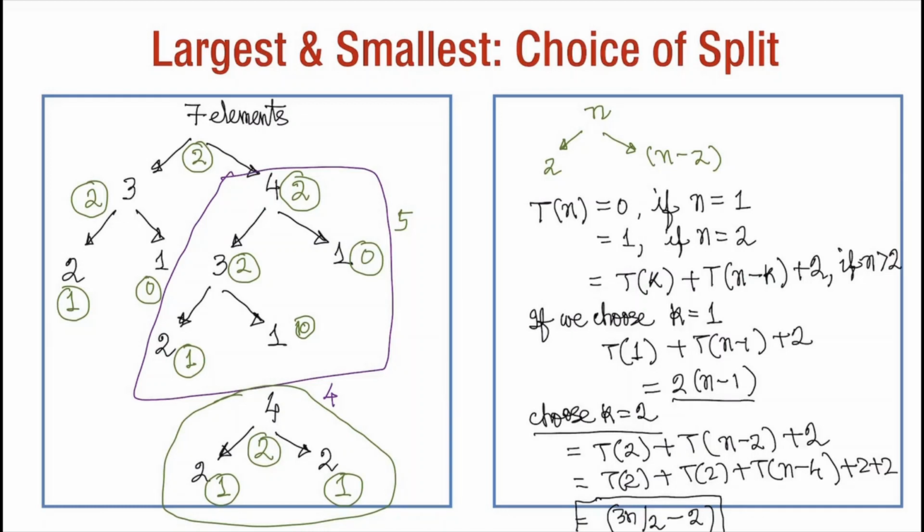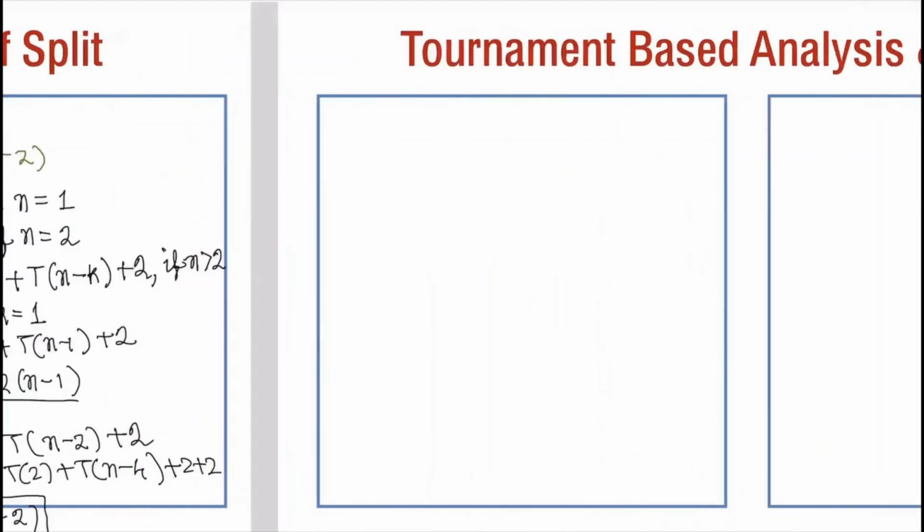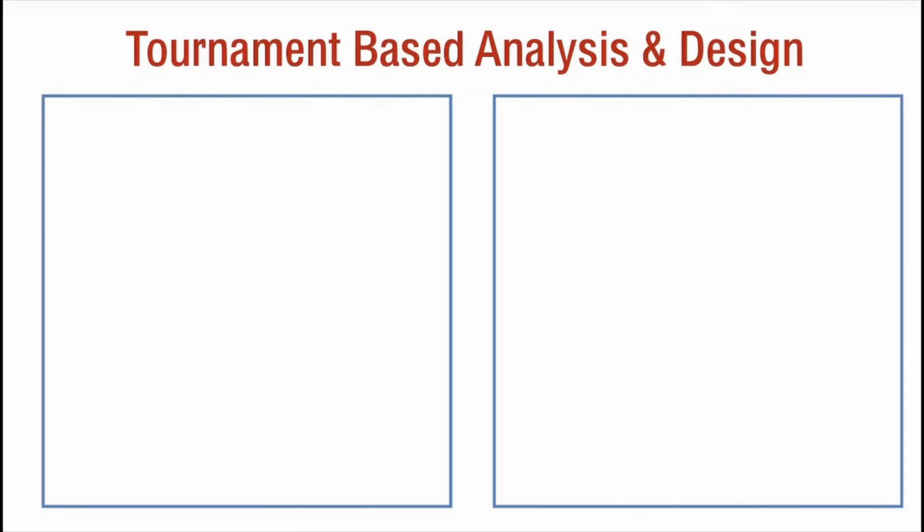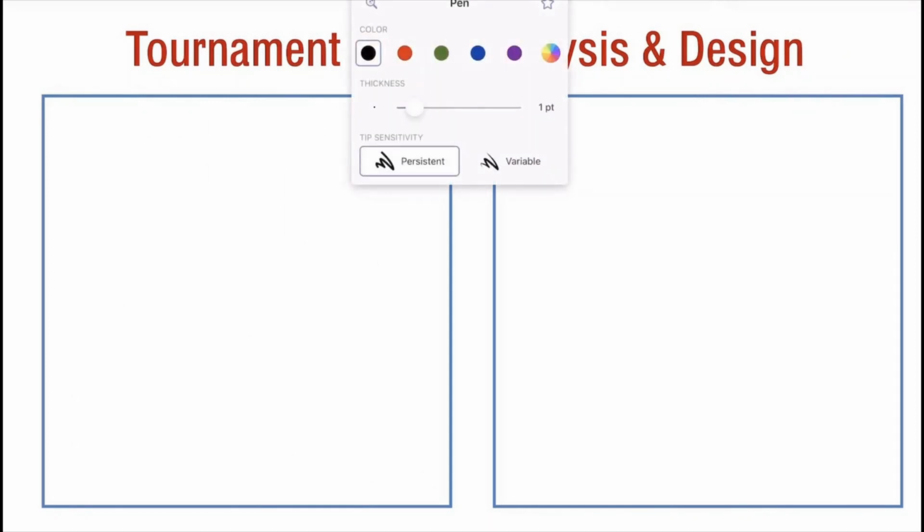Therefore, this would yield a much better optimal solution. So we know that choosing k equal to 2, split it up into 2n minus 2, always yields a much better solution. There is an even more general way of looking at it, and we shall see how that happens. So now we see the advantage of our tournament-based analysis.